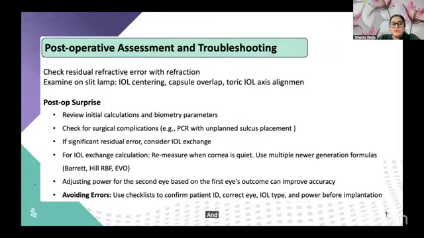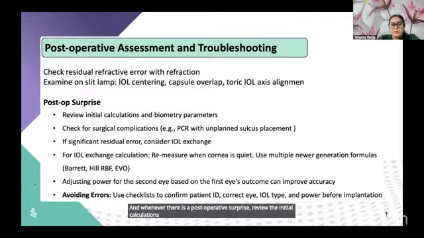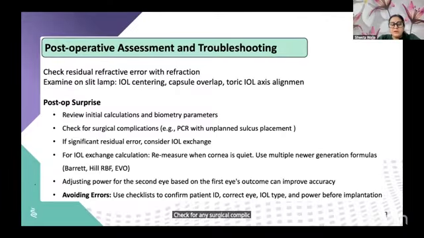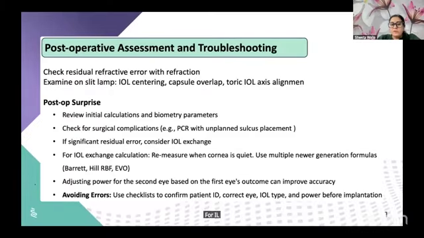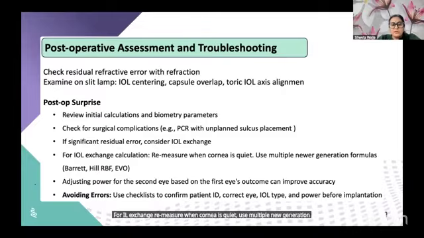Whenever there is a post-operative surprise, review the initial calculations, biometry parameters, and check for any surgical complication that had occurred. If there is significant residual error, consider IOL exchange. For IOL exchange, remeasure when the cornea is quiet, use multiple new generation formulas, and adjust power for the second eye based on the first eye outcome, which can improve the accuracy.